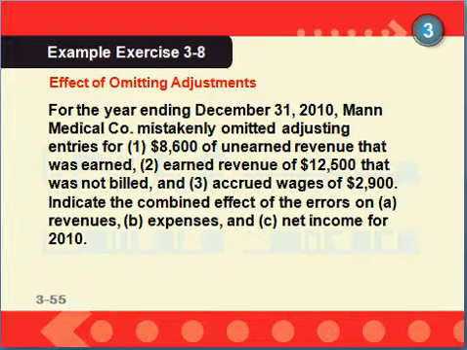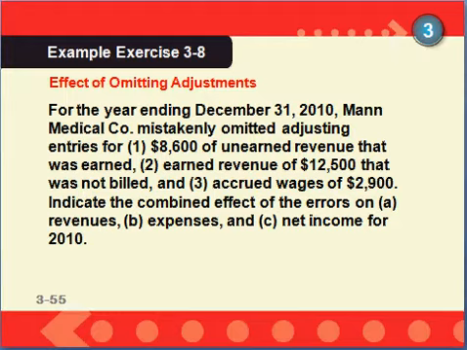Okay, we're going to take a look at another example exercise, and this one is 3-8, and it's on page 113, and it says, for the year ended December the 31st, 2010, Mann Medical mistakenly omitted adjusting entries of $8,600 of unearned revenue that was earned, and earned revenue of $12,500 that was not billed. And then they failed to accrue their wages of $2,900, and they want to know the total effect of this on revenues, expenses, and net income.